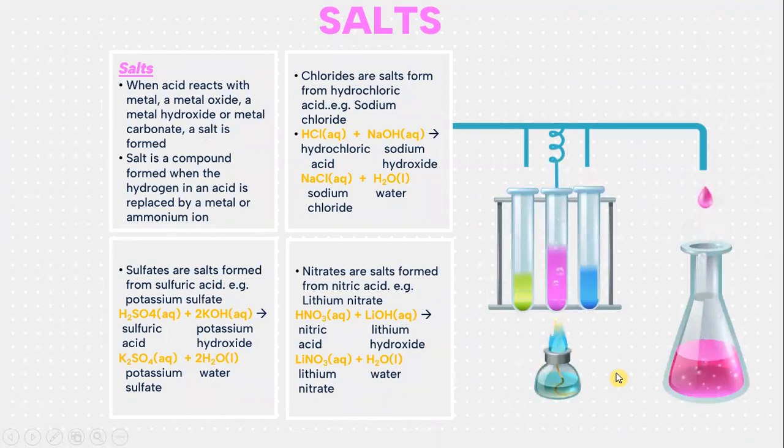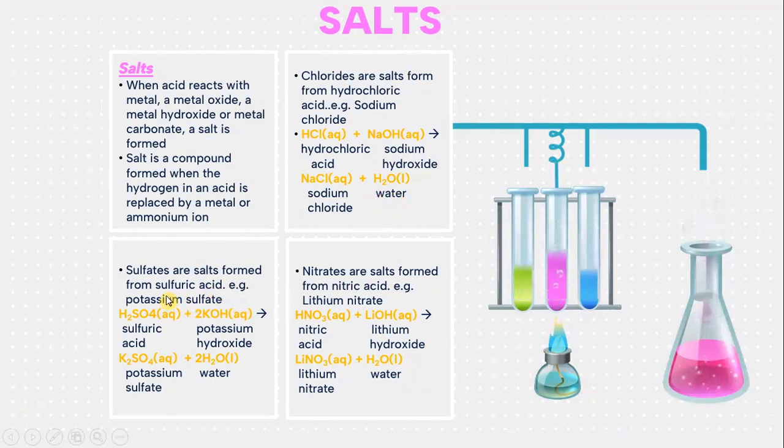Let's look into salts. When an acid reacts with a metal, a metal oxide, a metal hydroxide, or a metal carbonate, a salt is formed. A salt is a compound formed when the hydrogen in an acid is replaced by a metal or ammonium ion. Chlorides are salts formed from hydrochloric acid. Example, sodium chloride: HCl plus NaOH, hydrochloric acid plus sodium hydroxide, to form NaCl, sodium chloride, plus H2O, water.